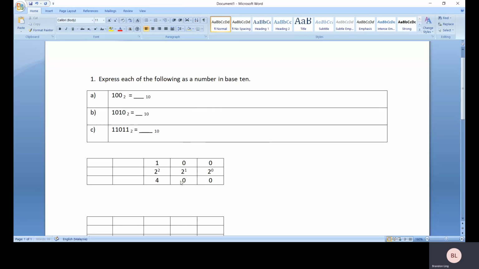Okay. So next, you need to add up all these numbers together. So this row of numbers, you need to add them all up together. You get a 4 here. So this will be your answer. 4 base 10.